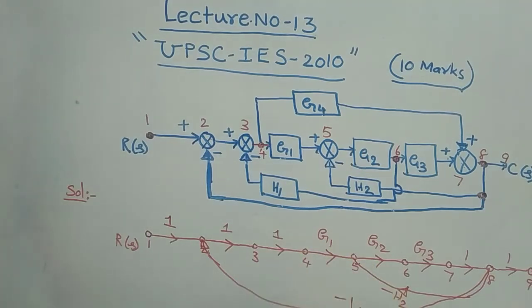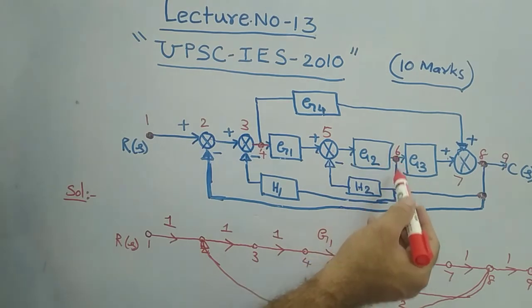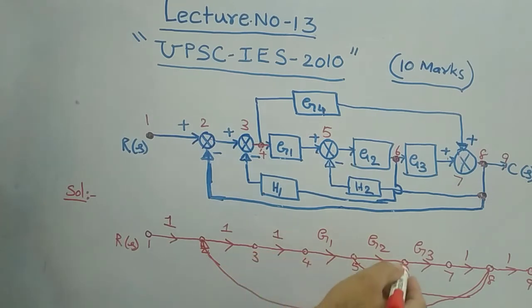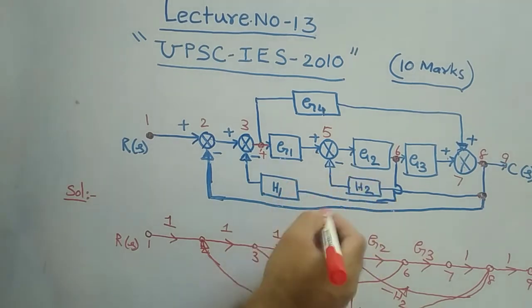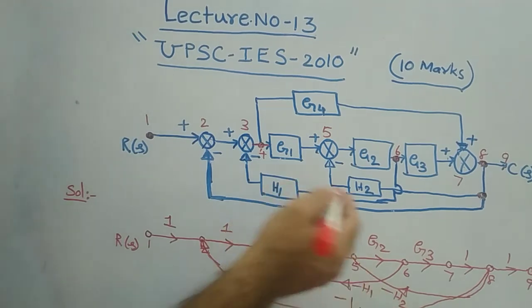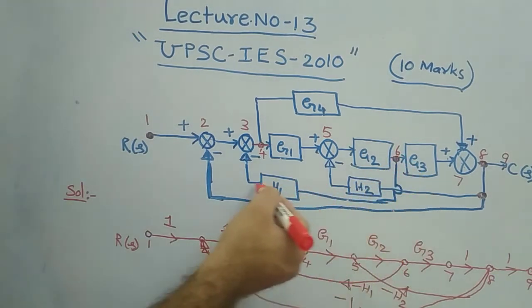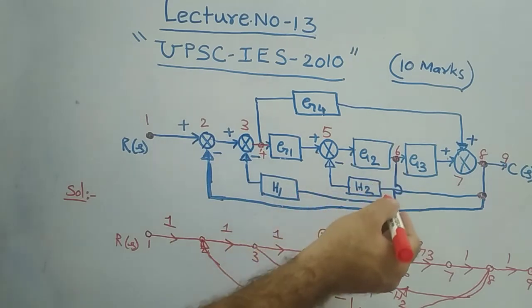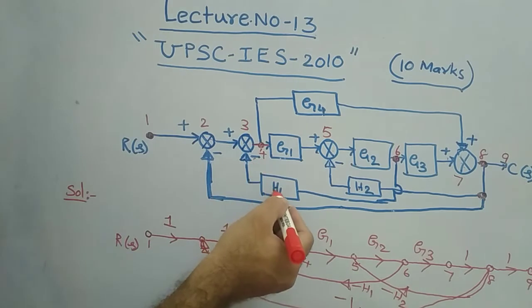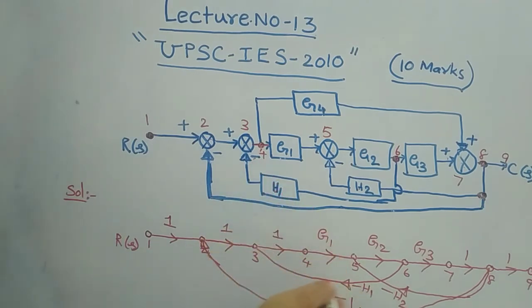Understood? And similarly from 6 to 3. So 6 to 3, what will you have? Minus H1. 6 to 3, what is the feedback gain? It is H1, and this H1 is going with the negative sign. So negative is multiplied by this H1, therefore minus H1. So these are the loops.